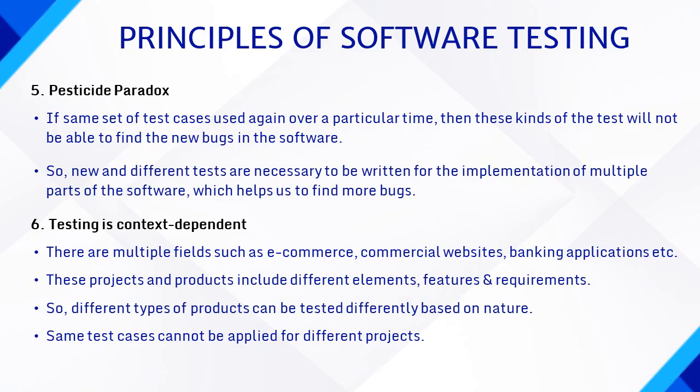The sixth principle is testing is context dependent. Different types of software like e-commerce sites, banking applications or commercial websites have different features and requirements. Because of this, testing must be done differently depending on the type of product. The same set of test cases cannot be applied to every project. Testers need to adapt their approach based on the specific context of the software.